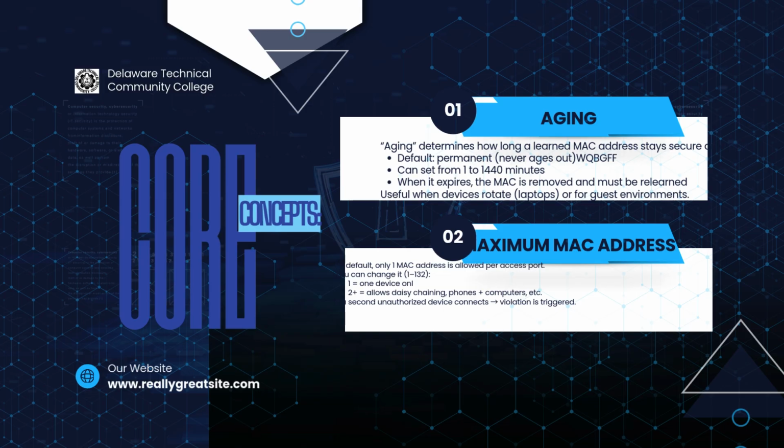Maximum MAC addresses is another thing you can set. Another core concept is the maximum number of MAC addresses a port will accept. By default, the switch allows only 1 MAC address per access port, but this can be changed depending on the environment. If the limit is exceeded, meaning a second unauthorized device connects, a violation is triggered.